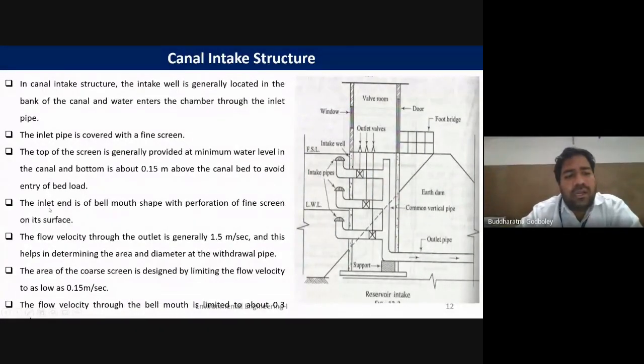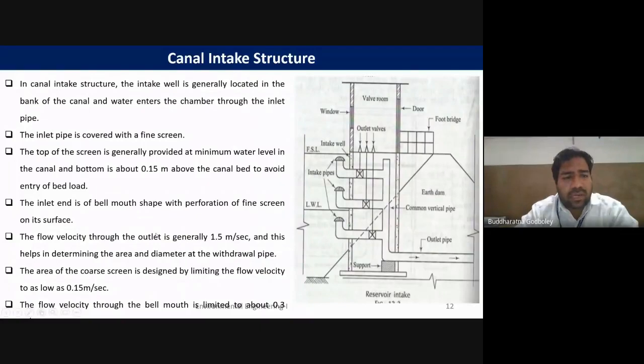The inlet end is of a bell mouth shape with a fine screen on its surface. The flow velocity through the outlet is generally 1.5 meter per second, and this helps in determining the area and diameter of the withdrawal pipe. The area of a coarse screen is designed by limiting the flow velocity to as low as 0.5 meter per second.